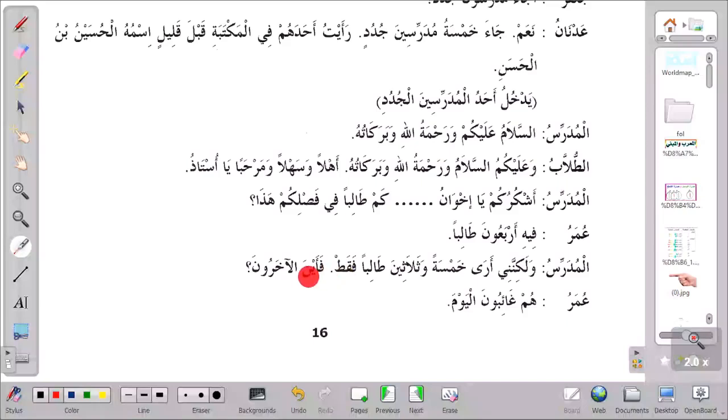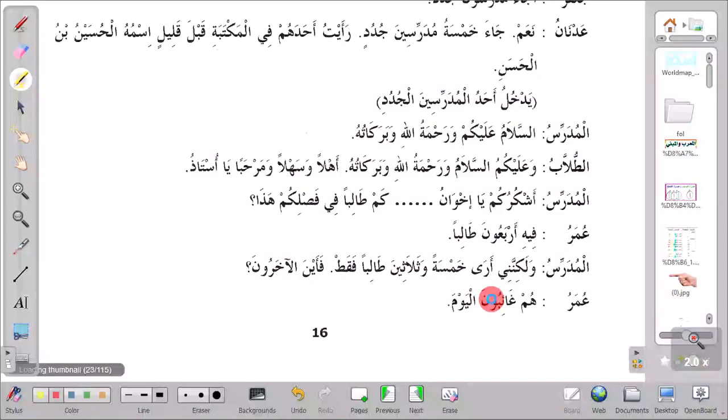فَأَيْنَ الْآخَرُونَ؟ So where are the rest? Umar says, hum ghaibuna al-yawma, they are absent today. Okay, hum ghaibuna al-yawma. So ghaibuna, it is jam'u muzakkar salim. I hope you can remember. Okay, ghaibuna, and we said that jam'u muzakkar salim, they end with waw wa nun. Like we see muslimuna, mu'minuna, qanituna, you see ghaibuna. So all the plurals of nouns that end with waw wa nun, that's what we term as jam'u muzakkar salim.